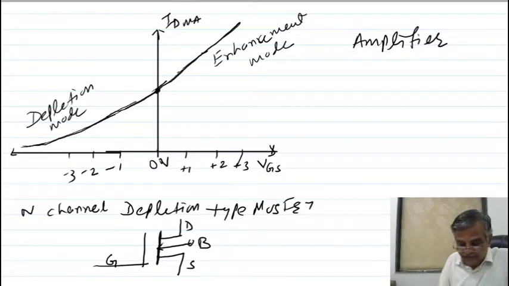With zero bias, with this voltage, if I give the signal here, you will get an amplified signal at the output. So a depletion type MOSFET can be used as an amplifier. Remember, a depletion type MOSFET can be used as an amplifier.